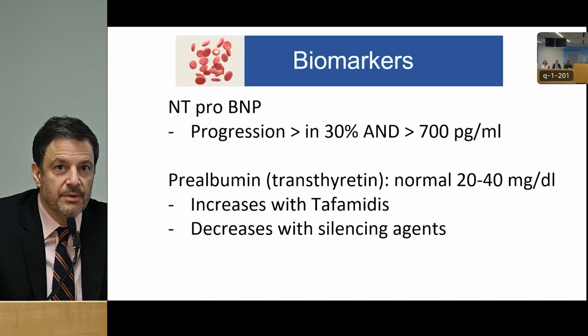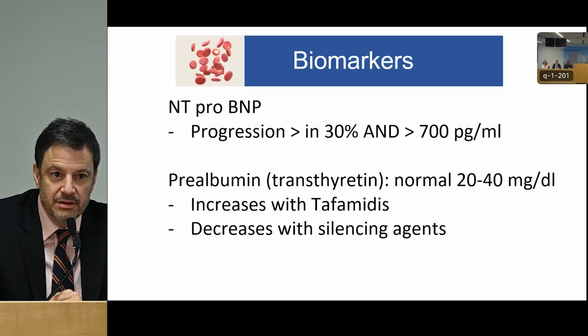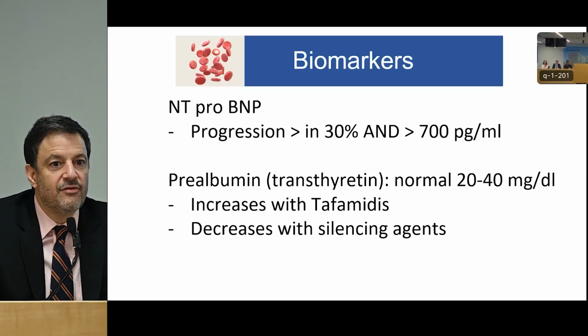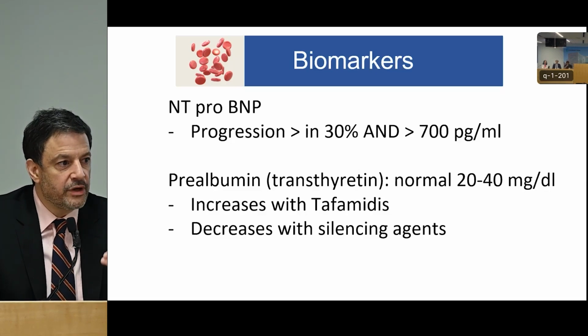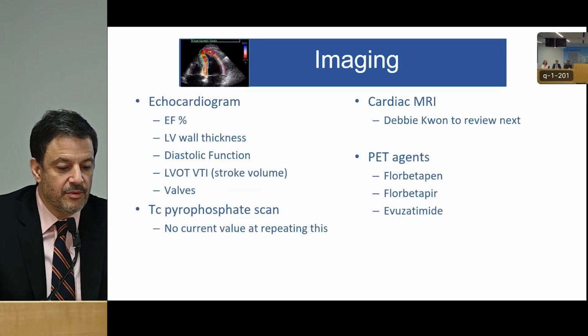Now, prealbumin, you can order prealbumin levels, and guess what? Prealbumin is transthyretin. It just never changed the name. And so a normal level is 20 to 40. When you give a stabilizer, the level goes up by 6 or 7. So sometimes, as a poor man's way of looking at whether it is stabilizing, I'll look at a prealbumin level.